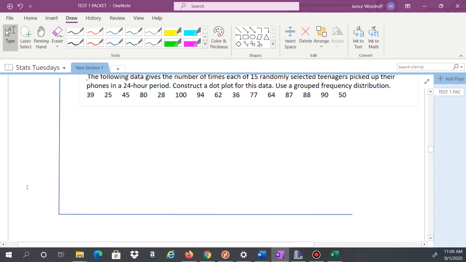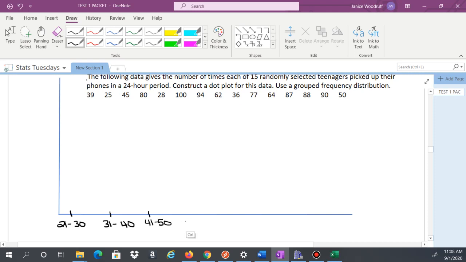All right, so let's see here. On a dot plot, there really is no y-axis, so ignore the y-axis. Here I'm just going to make marks. I've got the grouping from 20 to 29, or you could do 21 to 30. Let's do 21 to 30. Then we'll do 31 to 40, then 41 to 50.